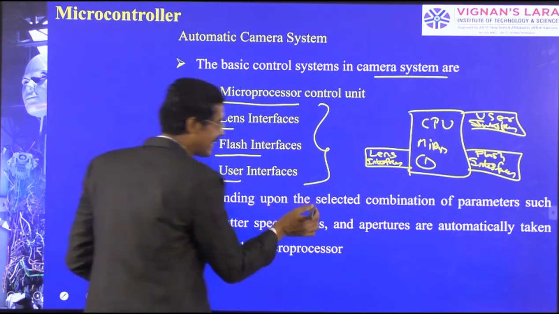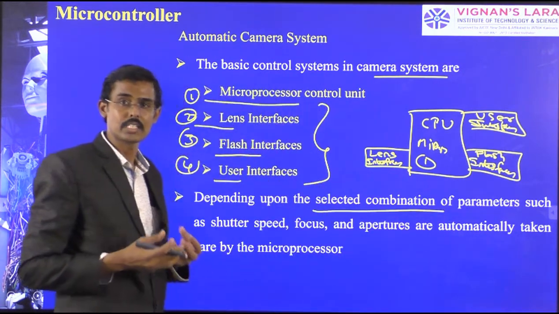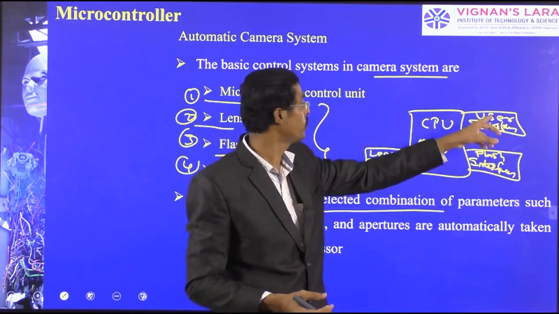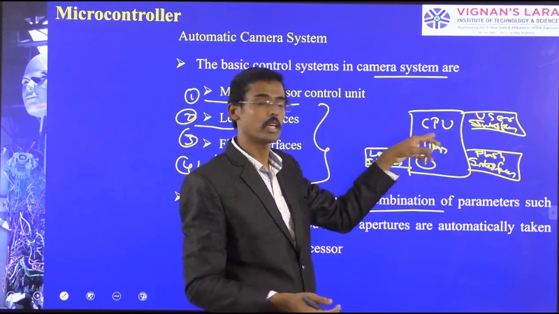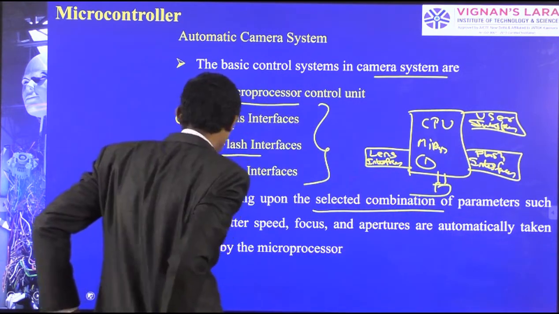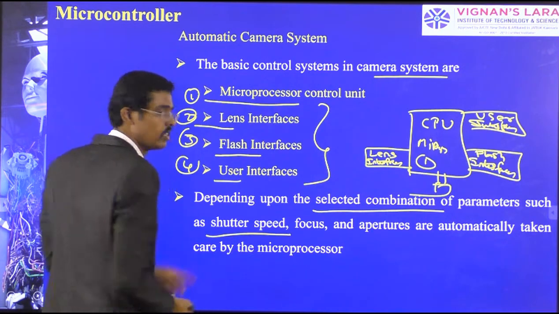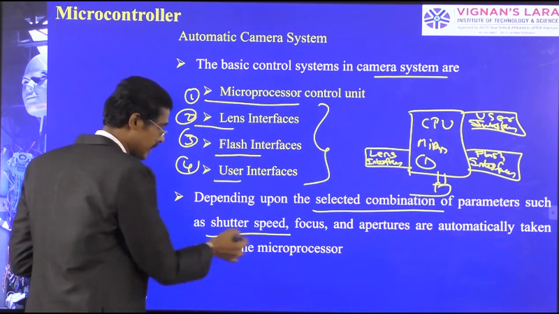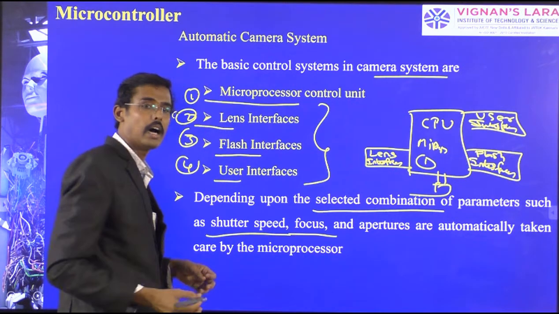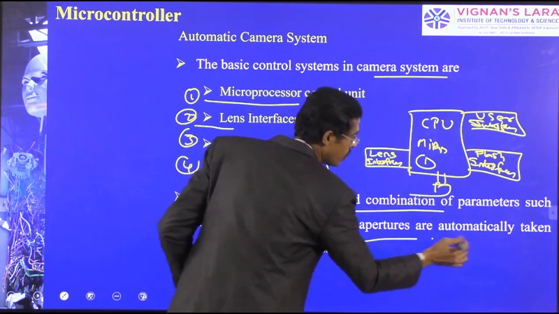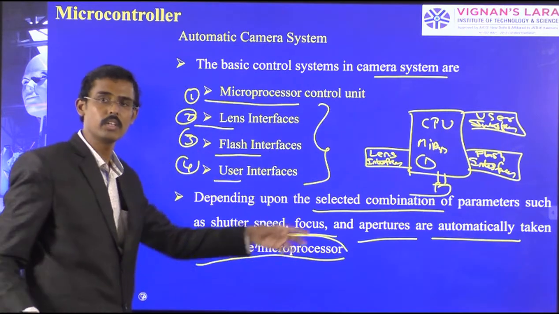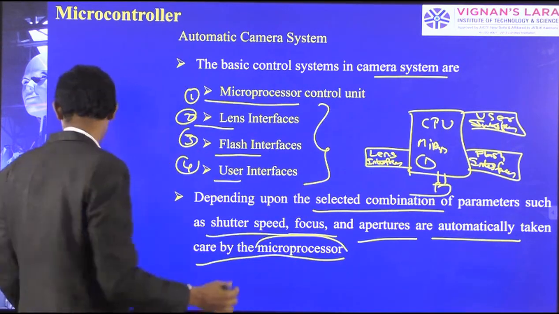Depending upon the selected combination of lens interfacing and flash interfacing, and the input given by the user, the microprocessor is going to activate the various actuators. Parameters such as the combination of shutter speed, how fast, one photo or two photos, and focusing, or the aperture, are automatically taken care of by the microprocessor. According to the input given, those tasks are done by the microprocessor.